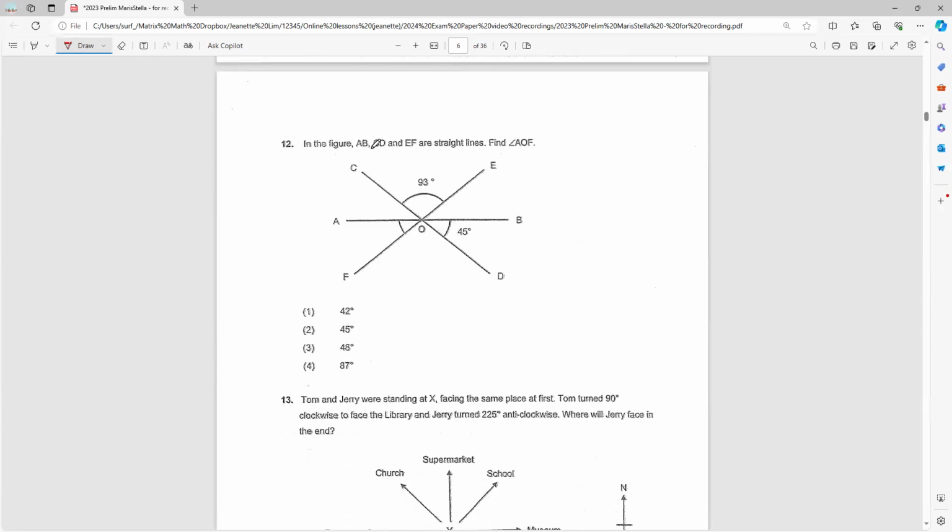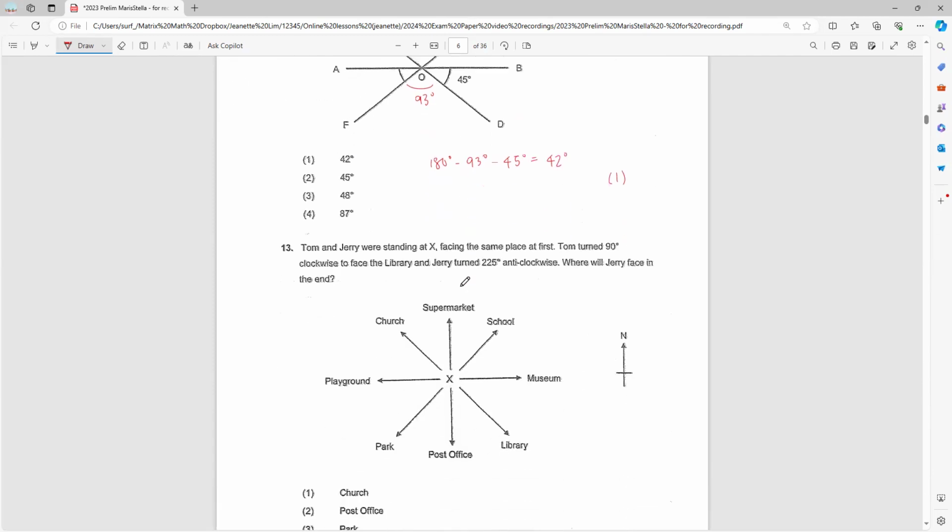Question 12. In the figure, A, B, C, D, and E, F are straight lines. Find AOF. AOF is this angle over here. If you have straight lines, then you have vertically opposite angles, which means that this one here is 93. Straight line, 180. So 180 minus 93 and 45. Answer 42 degrees.